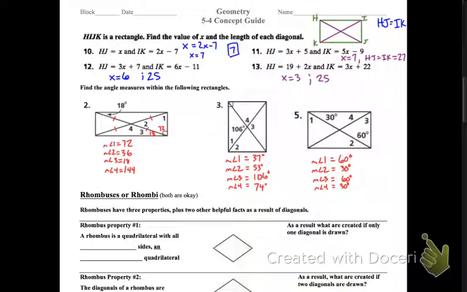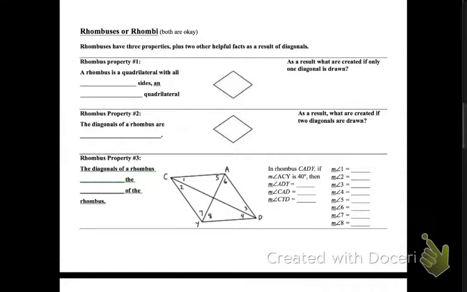All right, that's rectangles. Hopefully that wasn't too bad. Let's talk about rhombuses or rhombi. Rhombuses have 3 additional properties, plus 2 other helpful facts. What is property number 1? Well, this is really the definition of a rhombus.